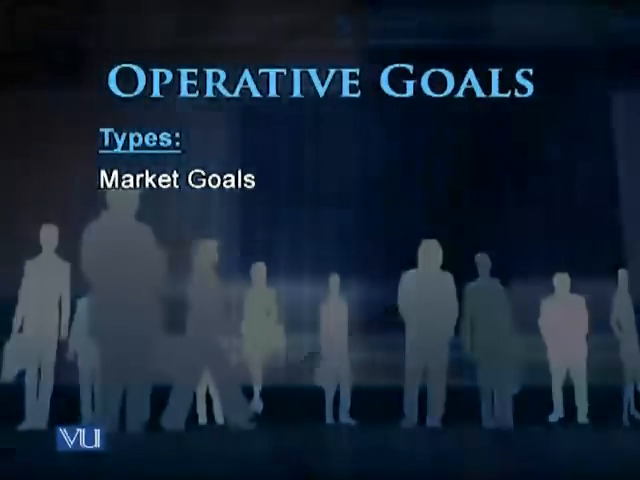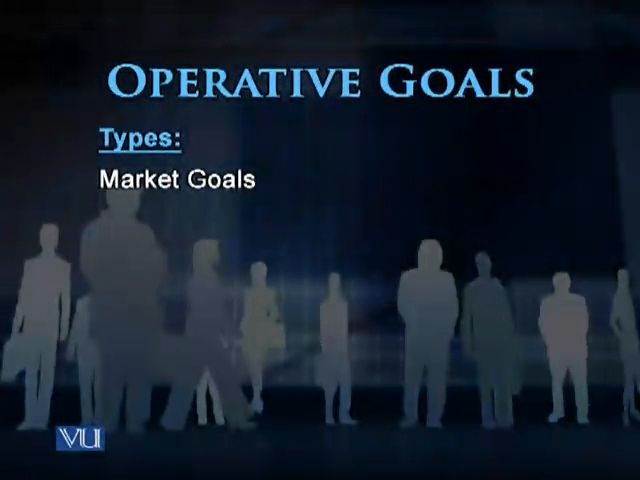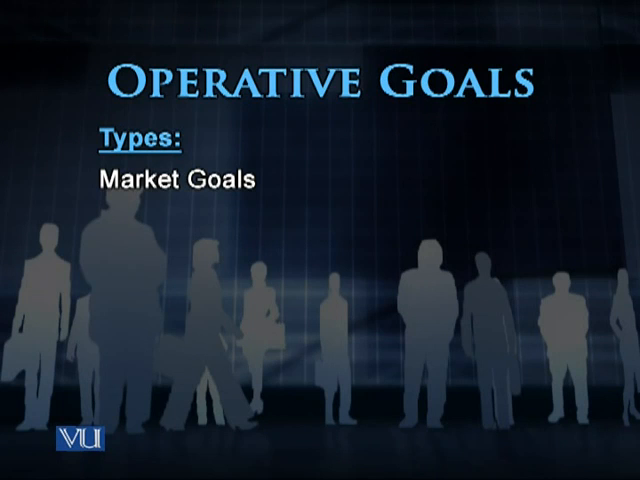Another type of operative goals are called market goals. And mostly, market goals wahan pe honge where obviously the company has a product which can be priced, which means it is a for-profit company. And through market goals, companies actually determine kinka market share kitna hoga. For example, if a company wants to attain a 5% market share, that is their operative goal and it will be their market goal.